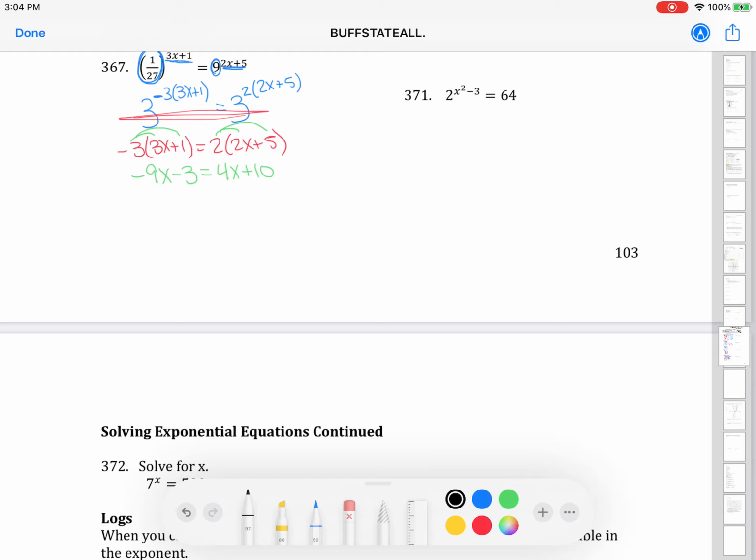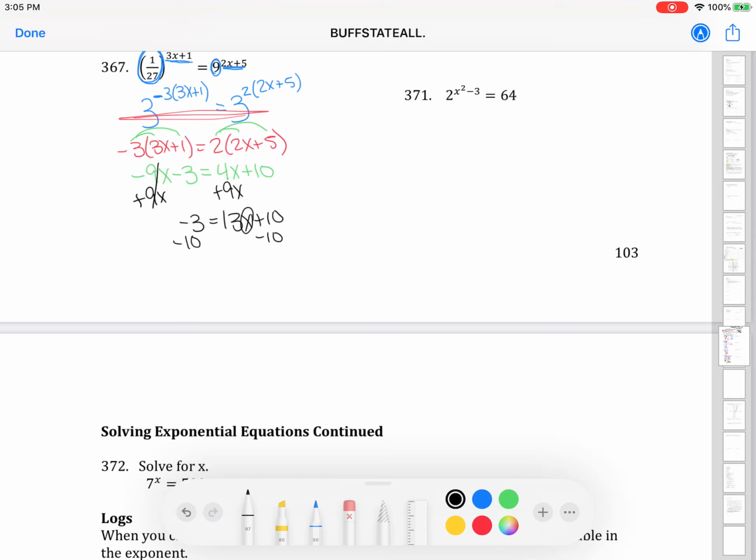Hopefully what you're noticing right now is you do have two x's in this equation and they're on opposite sides. So I always move the smaller, but it's up to you, whichever one you decide to move. I'm going to add the 9x to both sides. So that gets me negative 3 equals 13x plus 10.